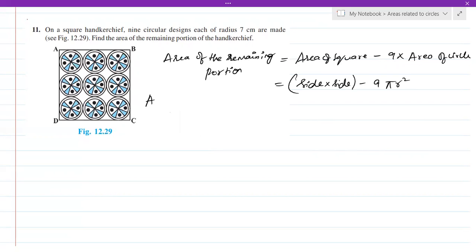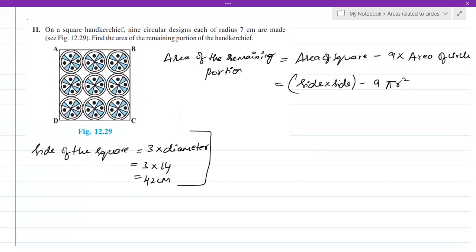So the side of the square, let me write it here. Side of the square is actually equal to 3 diameters, 3 into diameter of the circle, isn't it? So 3 into diameter becomes how much? The radius is 7, therefore the diameter is 14. So 14 3s are 42 centimeter. That's the side of the square.